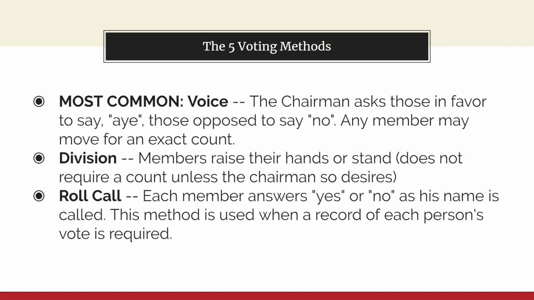Say if it was just me and Kazi in the room and there was another chair, the chair would say Kazi, and Kazi would say yes or no, and then it would say David, and then it would be me, yes or no. It's a very exact way of voting.